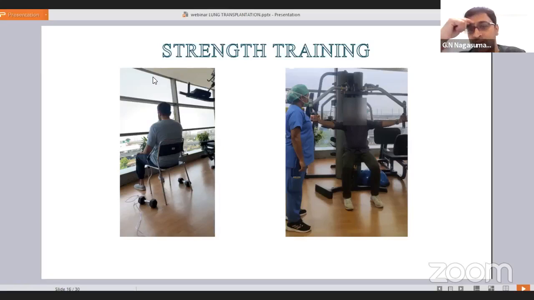He has progressed to our resistance training unit. With this exercise training unit, whenever he is doing exercises, definitely in this photograph it is not the same patient doing exercise training on the resistance training machine. Whenever he is doing it on this machine, he is on oxygen therapy. He is continuously on 2 liters of oxygen therapy.